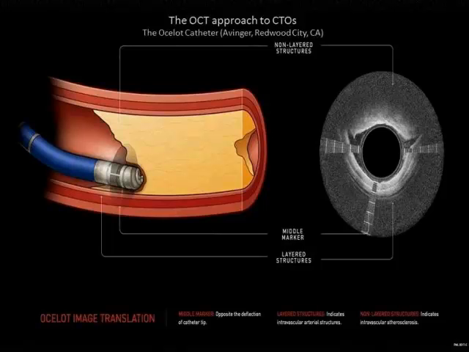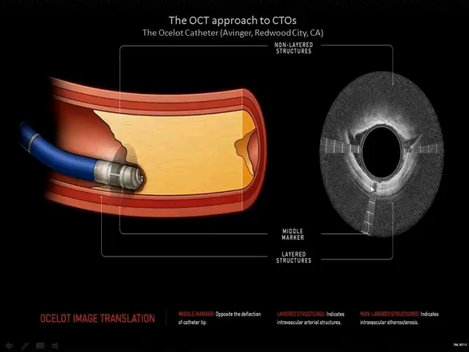In using the OCT approach, we use the Ocelot catheter from Avinger, and what this allows us here is to see that there are spiral flutes at the distal end of the catheter, and 1 millimeter from the tip is an OCT imaging device. There's a fiber running through the catheter. This allows us to see the actual inside of the vessel while we're advancing the catheter.